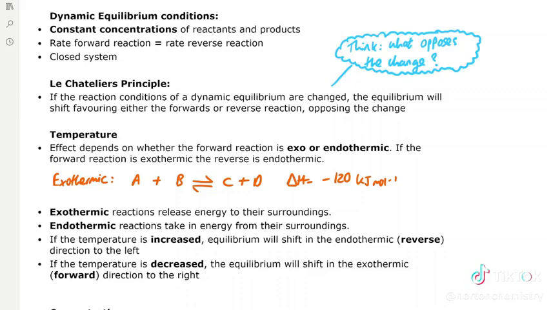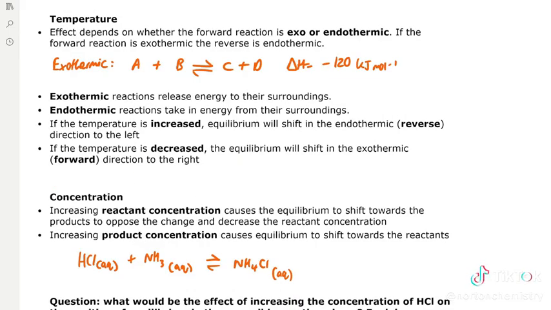So when you're thinking about the effects of changing conditions on Le Chatelier's principle and therefore the position of equilibrium, you need to think, what opposes the change? The effect of a change in temperature depends on whether the forward reaction is exothermic or endothermic. We know that exothermic reactions release energy to their surroundings, and endothermic reactions take energy in from their surroundings. So exothermic reactions increase the temperature of their surroundings, and endothermic reactions decrease the temperature of their surroundings.